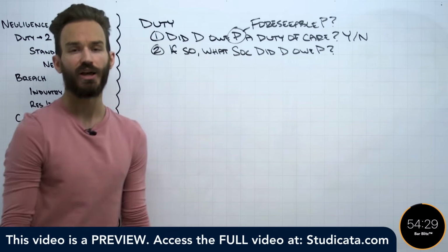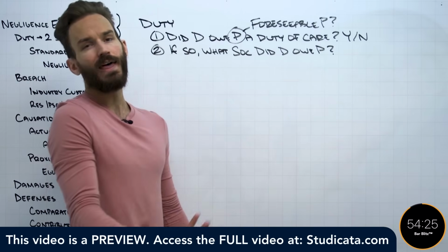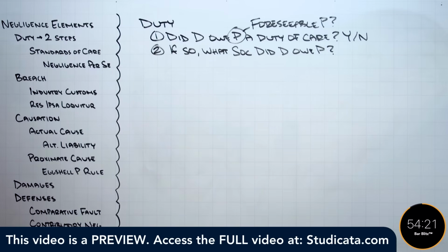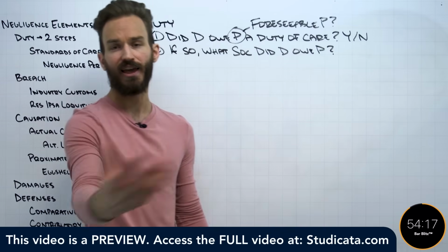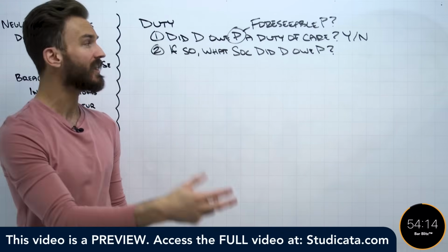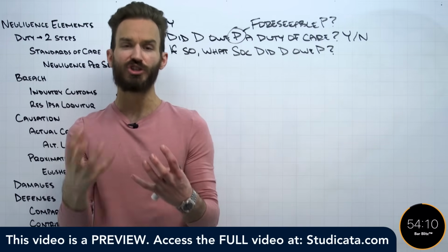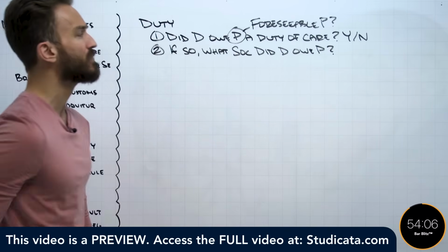What about a physician? Well, we know that if a physician is operating on a patient, that patient is a foreseeable plaintiff. If we have a landlord and a tenant, and the landlord is doing repairs in the tenant's unit, well, that tenant is a foreseeable plaintiff. A lot of times, just based on the relationship between the defendant and the plaintiff, it's easy to see that we have a foreseeable plaintiff.